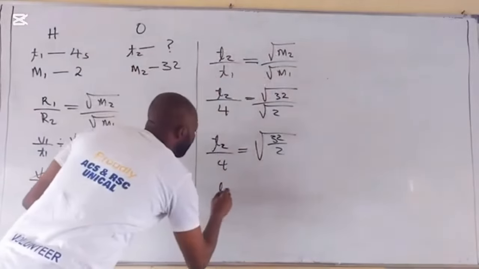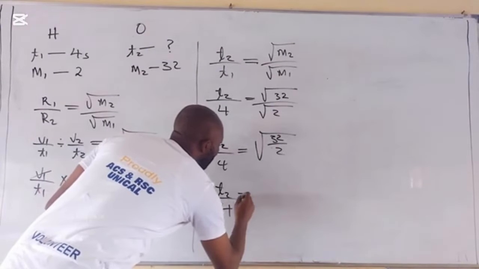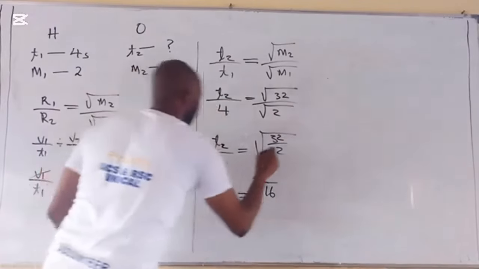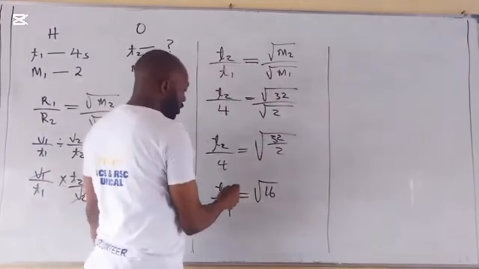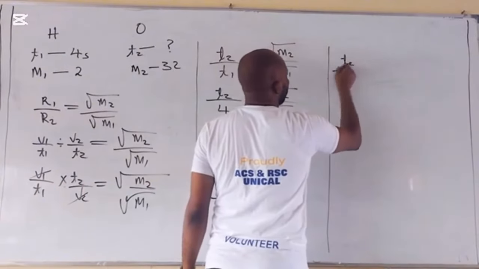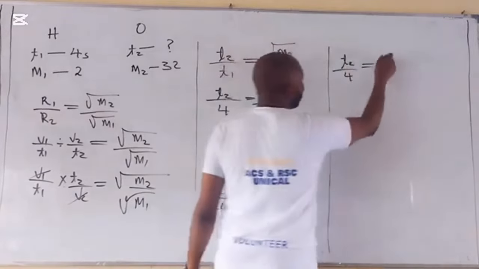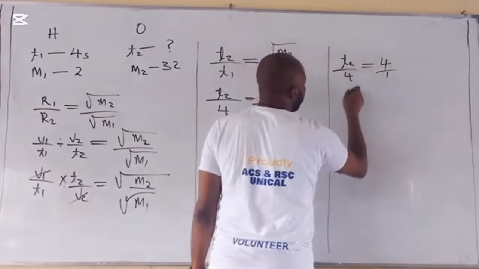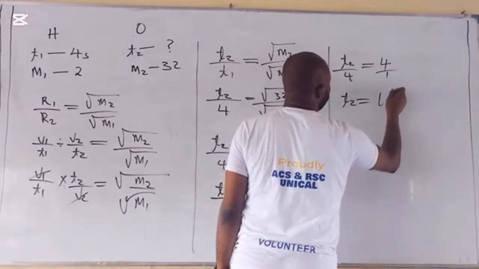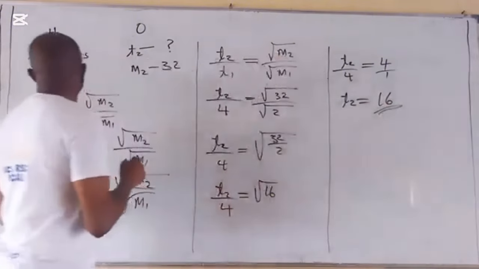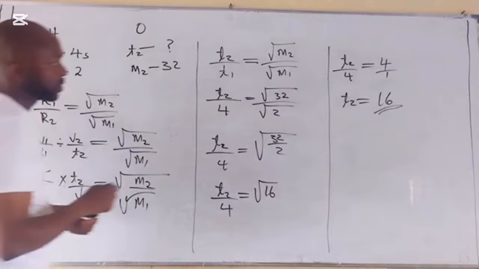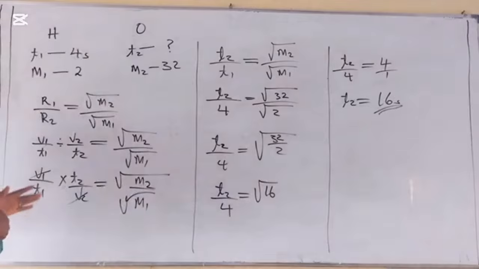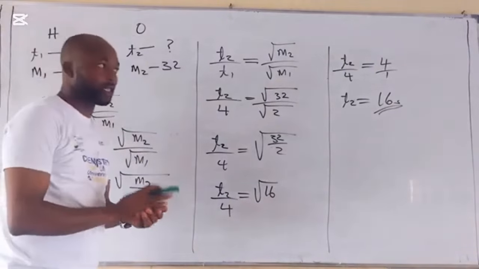Now, T2 over 4 is equal to the root of 32 divided by 2, which is the root of 16. So T2 over 4 is equal to the root of 16, which is 4, so this is 4 over 1. By cross multiplication, T2 times 1 is T2, and 4 times 4 is 16. So when it takes 4 seconds for hydrogen to diffuse, it takes 16 seconds for oxygen.